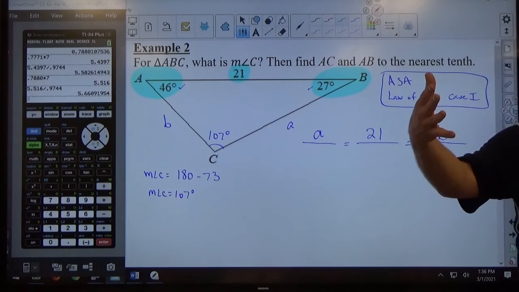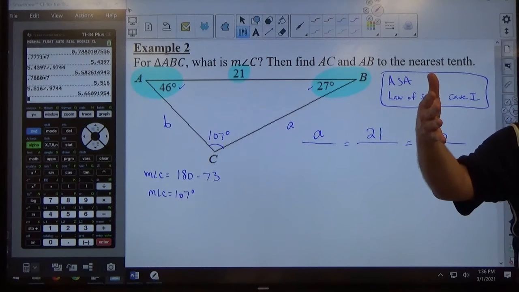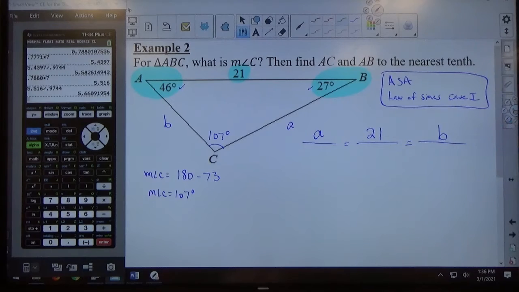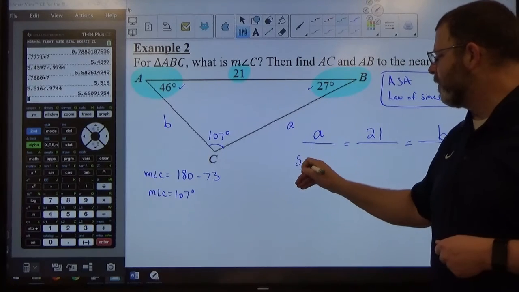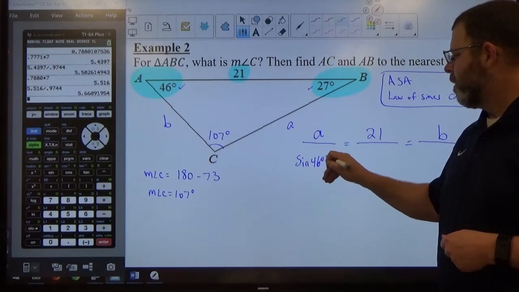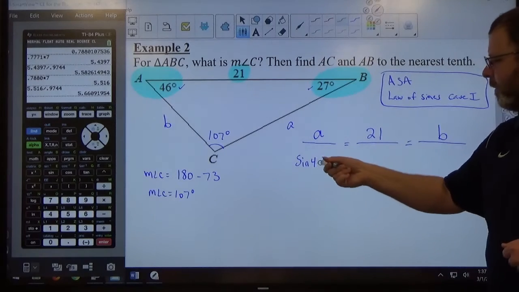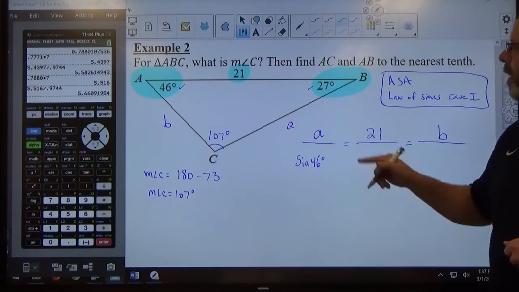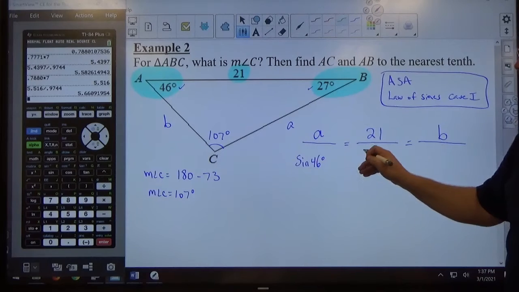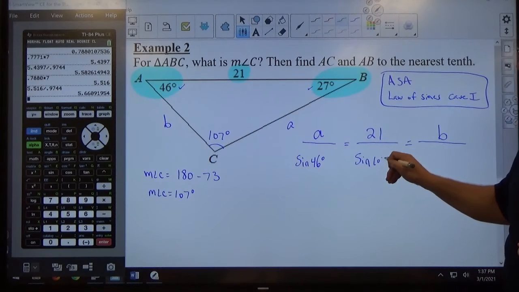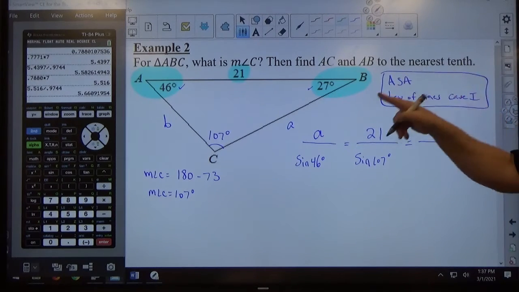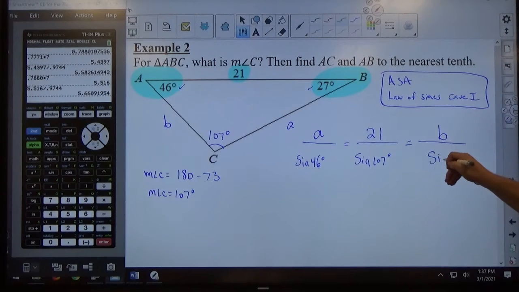The left two fractions make a simple proportion. The right two fractions make a simple proportion. What goes under little a is going to be the sine of 46 degrees. What goes under 21 is going to be sine of 107 degrees. And what goes under b is going to be sine of 27 degrees.